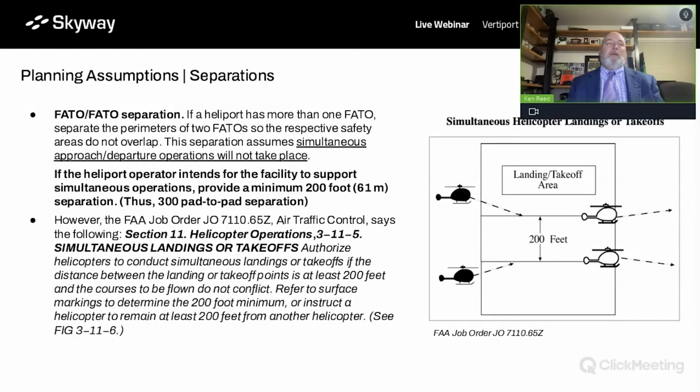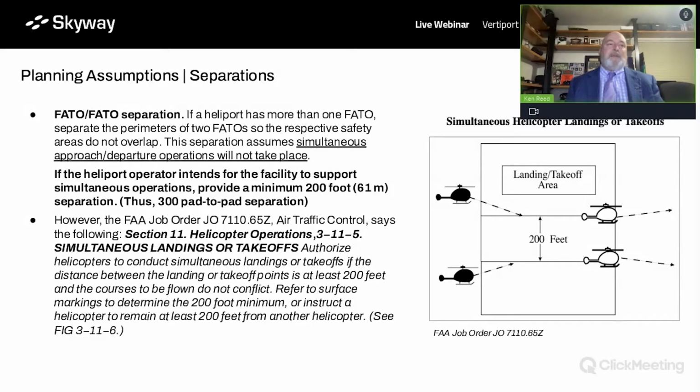Now, you may have more than one FATO operating side by side. What is the separation standard? Well, again, we don't know what the final vertiport advisory circular will say, but we do know regarding helicopters that if the heliport operator intends for the facility to support simultaneous operations, then you must provide a minimum of 200-foot separation between the FATOs. The FATOs themselves are 100 feet wide, so that gives you a total separation of 300 feet centerline to centerline.